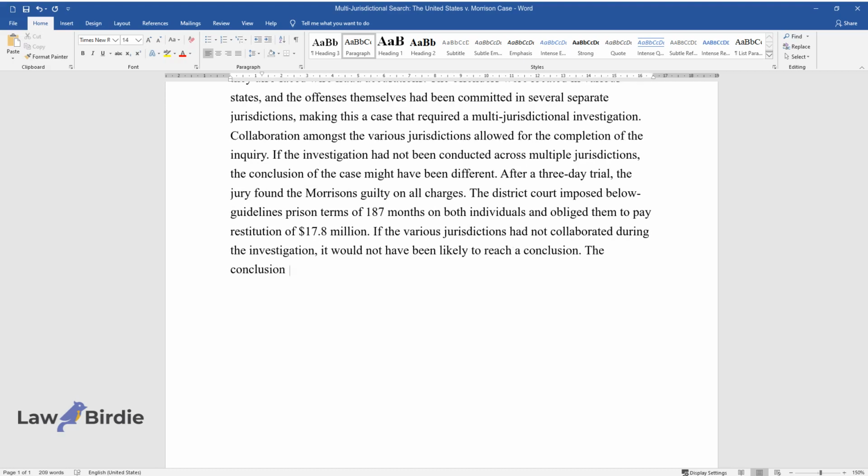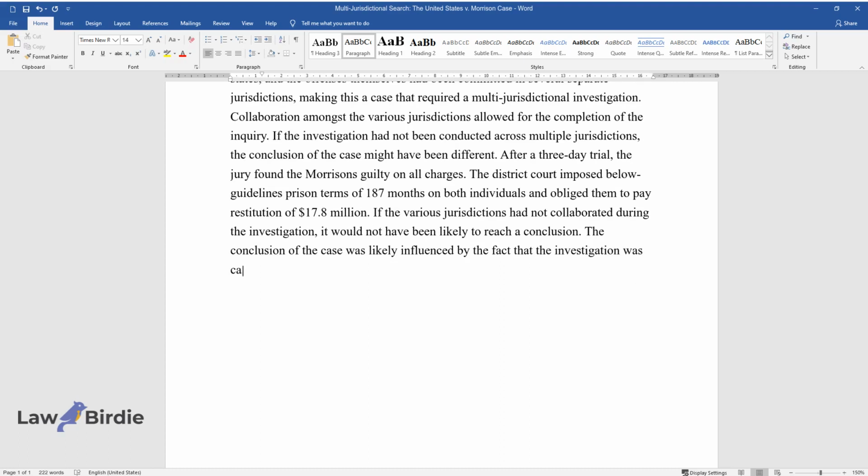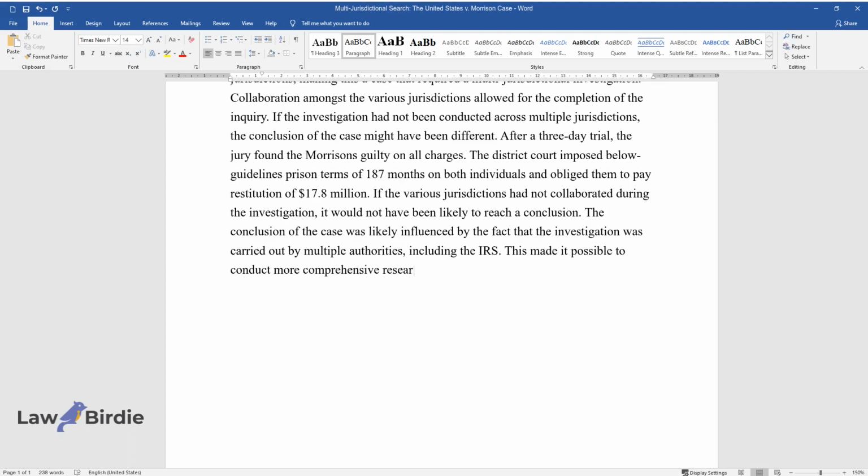The conclusion of the case was likely influenced by the fact that the investigation was carried out by multiple authorities, including the IRS. This made it possible to conduct more comprehensive research, contributing to the prosecution's positive outcome.